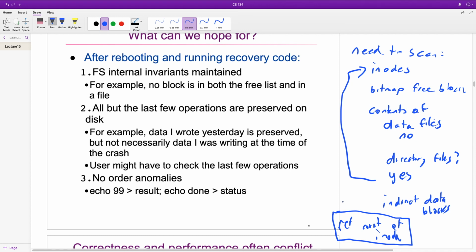Okay. So if it's yesterday, you definitely want it there. If it's stuff that was in the 60 nanoseconds before the crash happened, you don't expect it. And in between is a gray area. And you also don't want any order anomalies. For instance, if I echo 99 into result and then echo done into status, I want to make sure that status doesn't say done while there's no result file. This happened before this, so I want that consistency, that either this happened or both of them happened, but not just this one. Does that make sense?